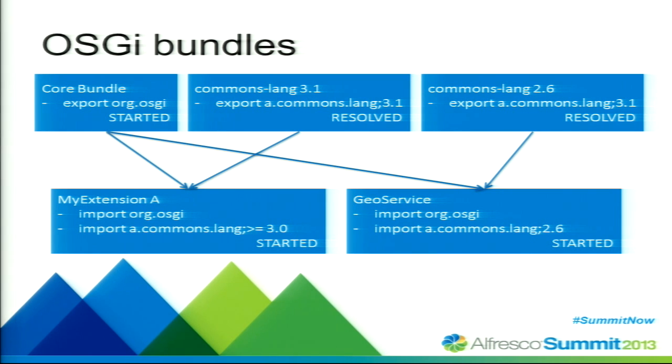So why are we using 2 different versions here? Well, we can see that we developed a custom extension and that there's also a separate geo service running. And those 2 bundles are each using a separate version of commons lang. So in OSGi, there's no problem to have this type of dependency. You can see that extension A has expressed a need to have at least version 3, so you can express a range of class files that you need.